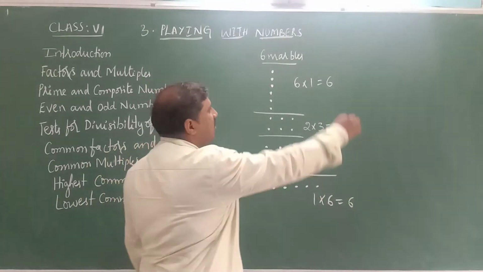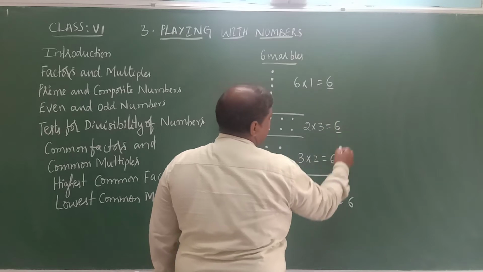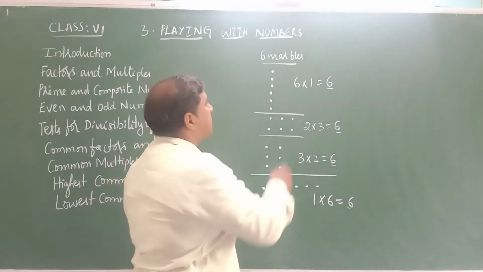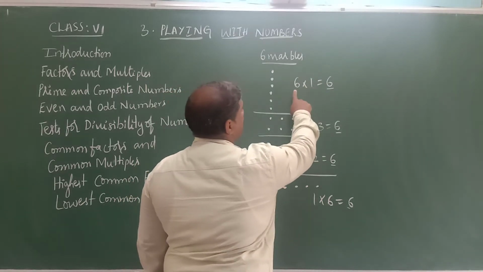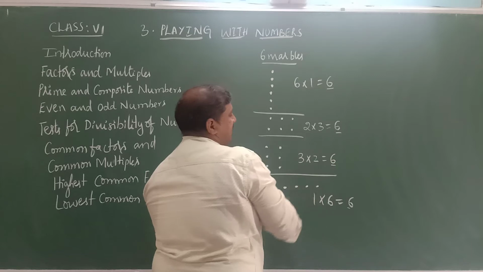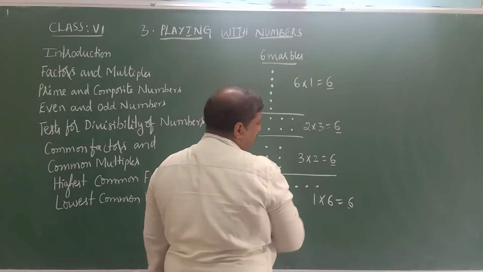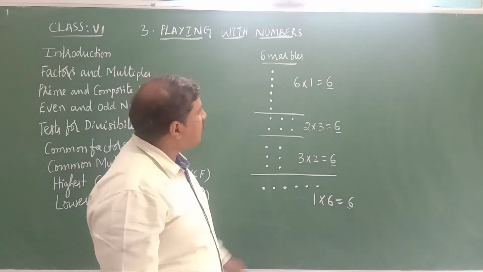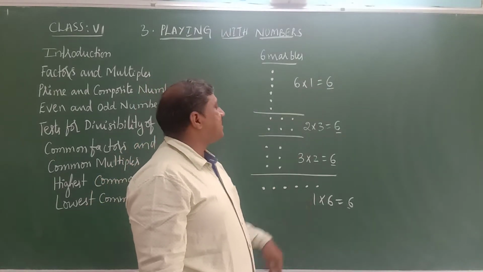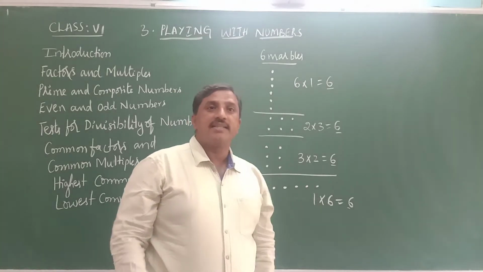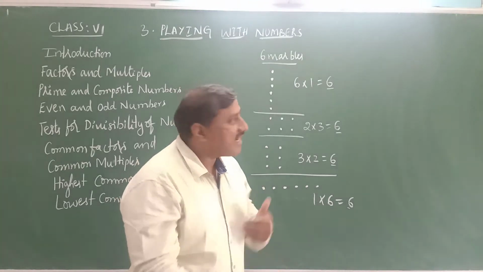Now here we have got 6, 6, 6. The 6 on the RHS represents the number of marbles. So 6 into 1, the product of 6 and 1 is 6. Product of 2 and 3 is 6. Product of 3 and 2 is 6. Product of 1 and 6 is 6. What do we call the numbers 1, 6, 2, 3, 3, 2, 1 and 6? They are the divisors of 6.